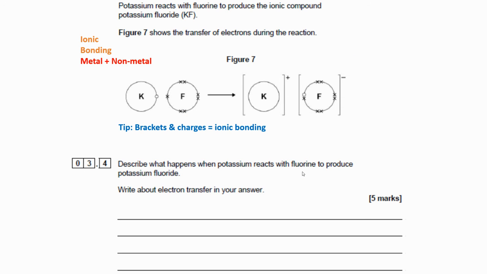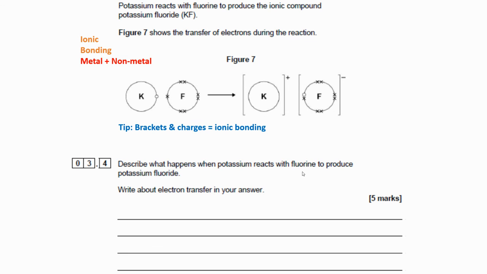Here's an example of an exam style question. Pause the video and have a go. So potassium reacts with fluorine to produce the ionic compound potassium fluoride. Figure 7 shows the transfer of electrons during the reaction. Describe what happens when potassium reacts with fluorine to produce potassium fluoride. Write about electron transfer in your answer.